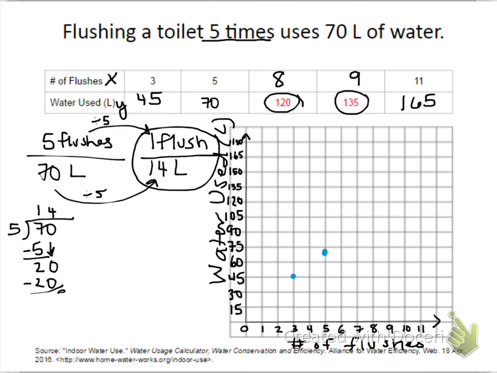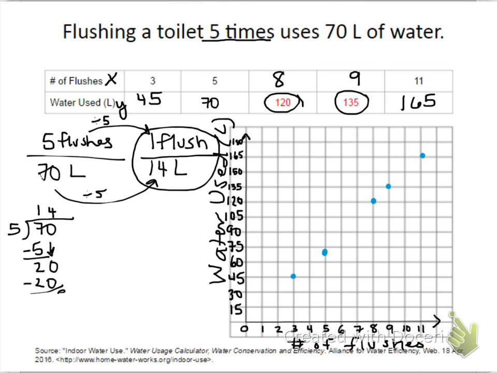Then we have 8 flushes, and 8 would be 120, so I'm going to go 8 down here to 120. Then we have 9 to 135. Oh, that's not quite right. There we go. And 11 to 165. Now remember, it should be in a straight line, and that looks like it is in a straight line.